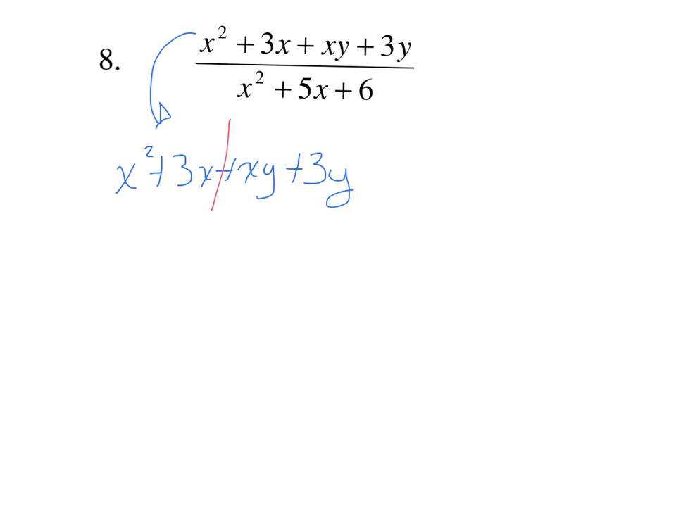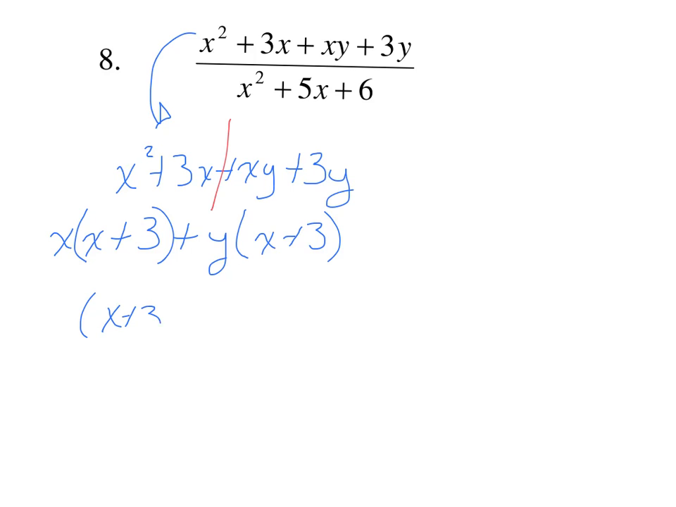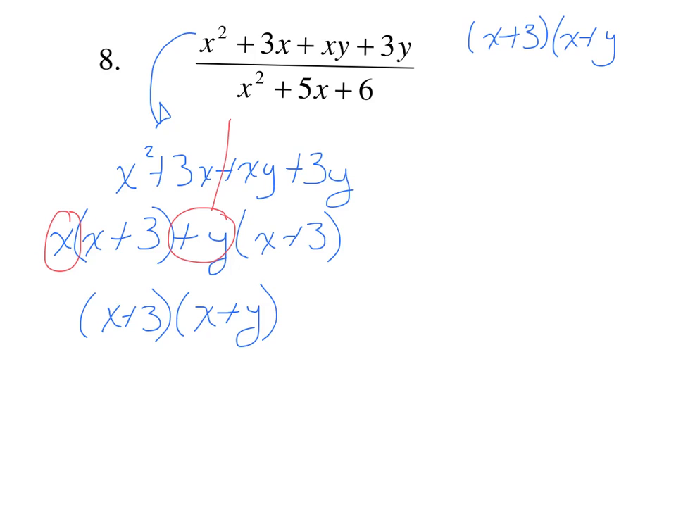So in the front here, we have a GCF of x. When we factor that out, that leaves us with x plus 3. In the back here, we have a GCF of y. When we factor that out, we're left with x plus 3. And now we have a common binomial of x plus 3. So we're going to bring that to the front, and that will leave us with x plus y in the other binomial. So the numerator here factors to be x plus 3 times x plus y.